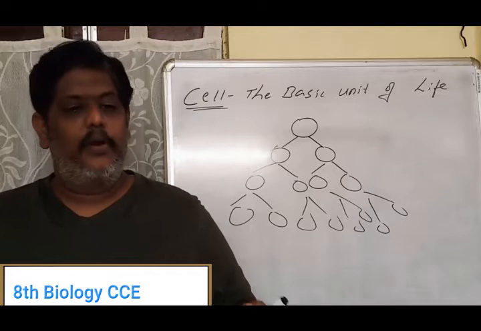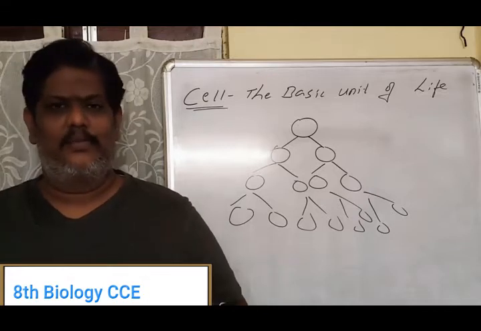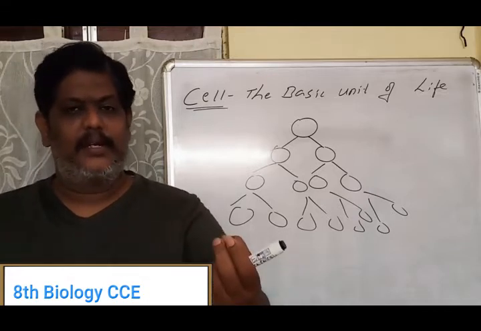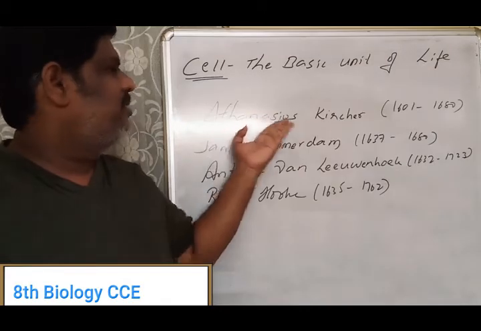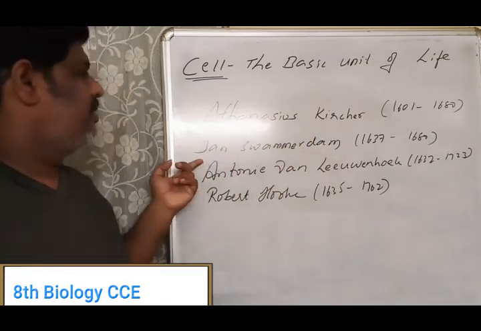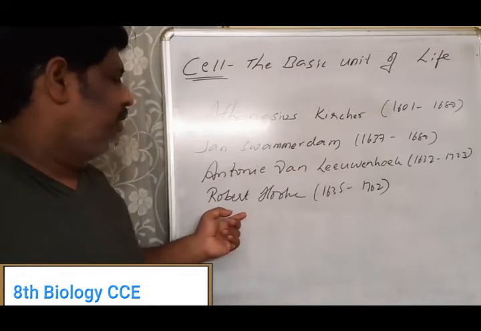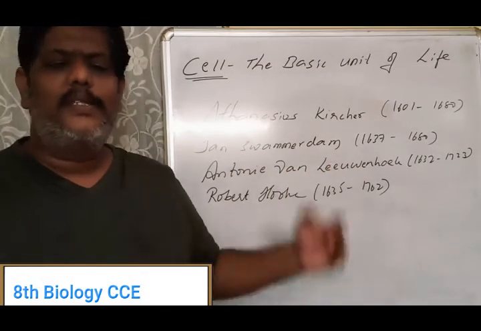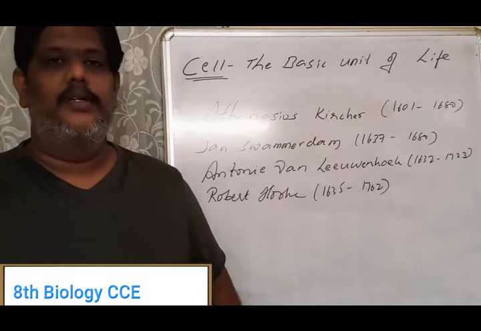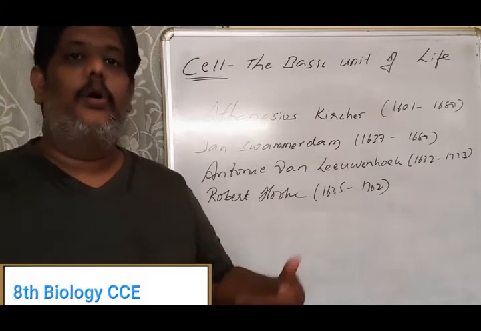Among them, there are so many scientists. Some of them are Athanasius Kircher. Second one is Jan Swammerdam. Third one is Anthony van Leeuwenhoek. Fourth one is Robert Hooke. So many scientists have contributed towards the cell, to know about the cell.